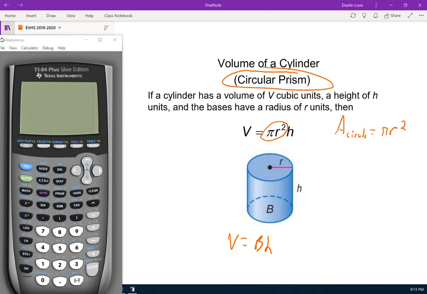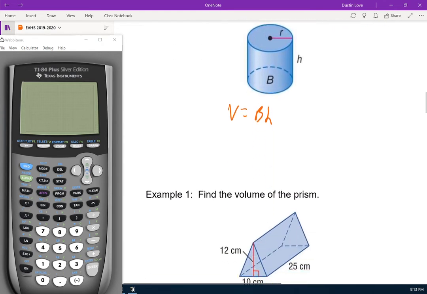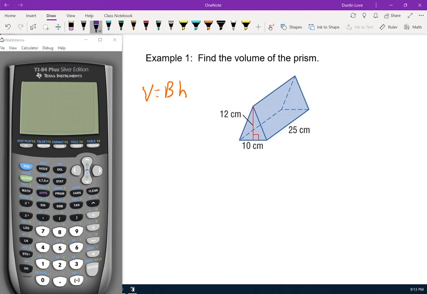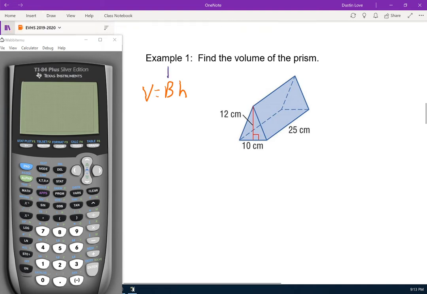Okay, so we've got our two formulas. Let's go ahead and jump in and do some examples. Find the volume of the prism. Well, volume equals area of the base times the height. My first step on this is always going to be figuring out what the area of the base is. So I'm going to jump over here on the right in purple and figure out the area of the base.